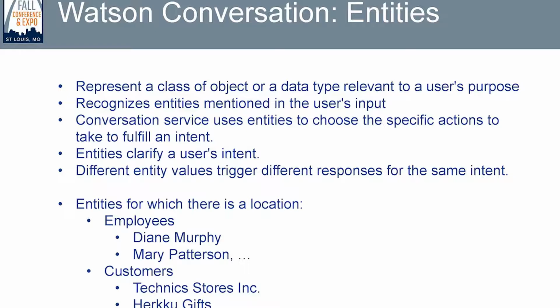Examples for which there is a location. Diane Murphy, these are employees, these are customers. But the different entity values could trigger different responses for the same intent. Finding something is the intent. Finding an office location is different than finding a customer. So this is where you train it on the appropriate response based on the combination of intent and entity.